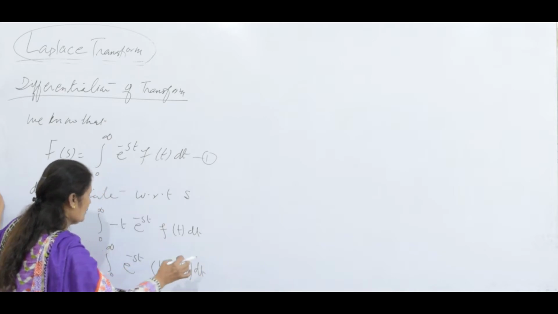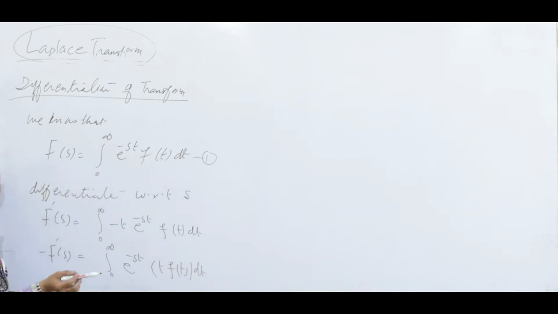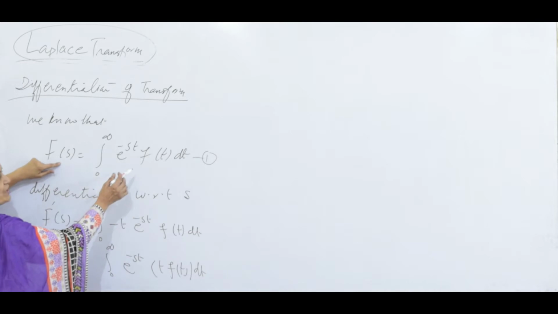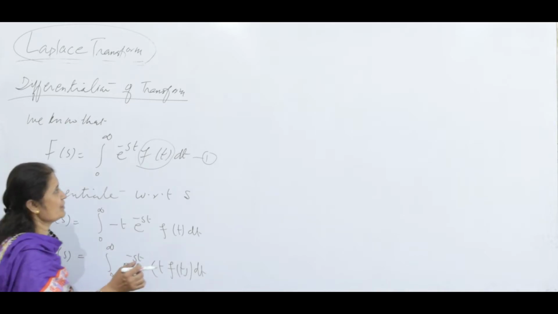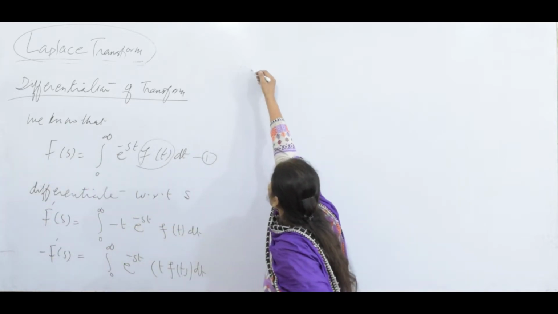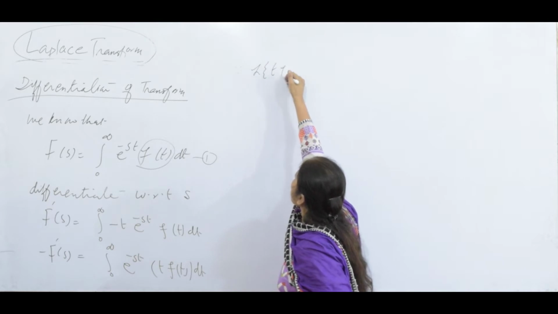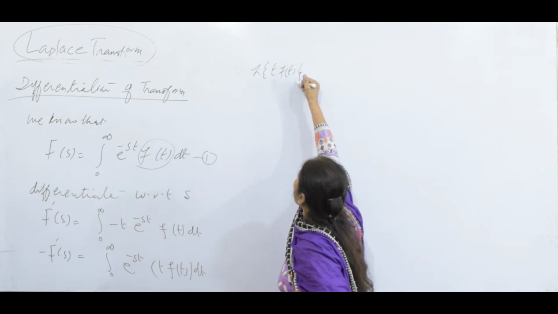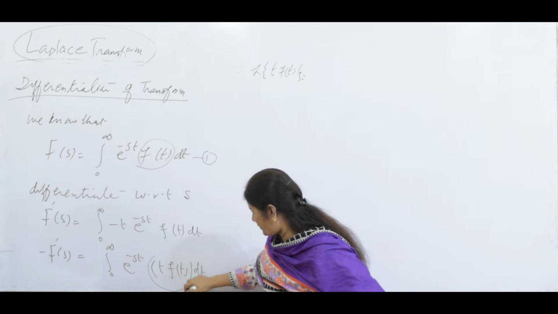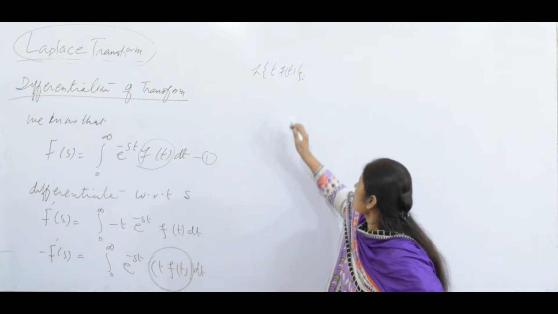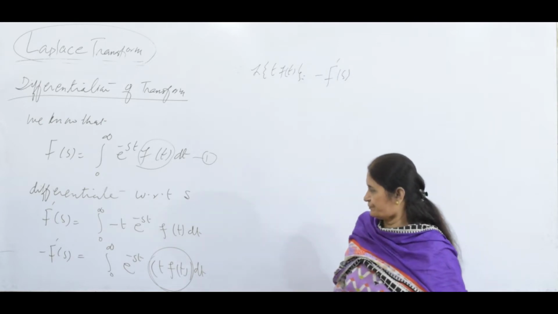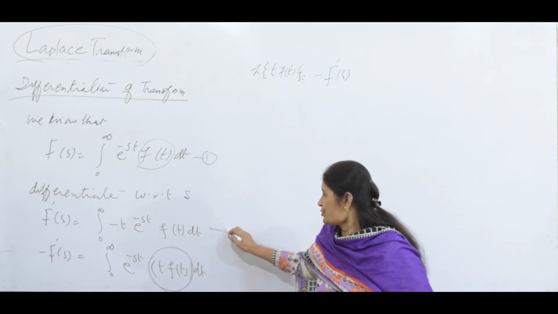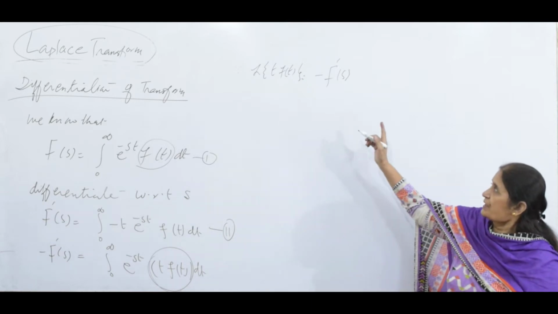So if I look carefully, F(s) is the Laplace transform of f(t). Then minus F'(s) is the Laplace transform of t f(t), because this is the function whose Laplace transform is minus F'(s). Call it equation 2.